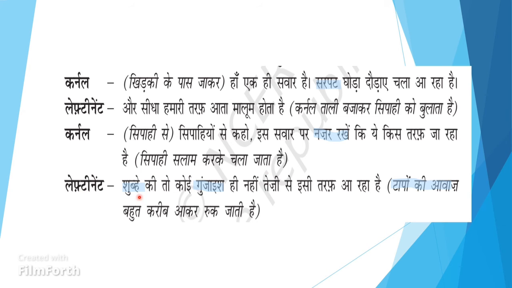Lieutenant, शुभे की तो कोई गुंजाइश ही नहीं, तेजी से इसी तरफ आ रहा है. There is no place for any doubt because he is coming towards us only, and that too very fast. टापों की आवाज बहुत करीब आकर रुक जाती है. The sound of the horse galloping comes very near and stops. शुभे means doubt. गुंजाइश ही नहीं means there is no place for any doubt. टापों की आवाज means the sound of the horse galloping.